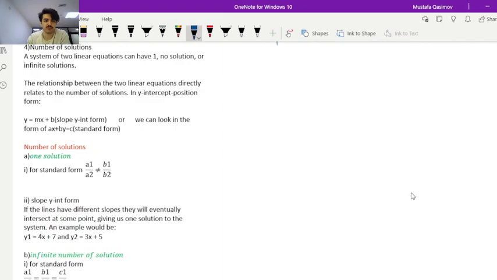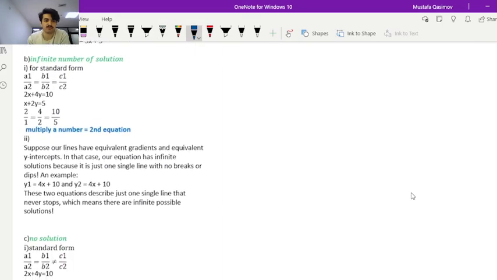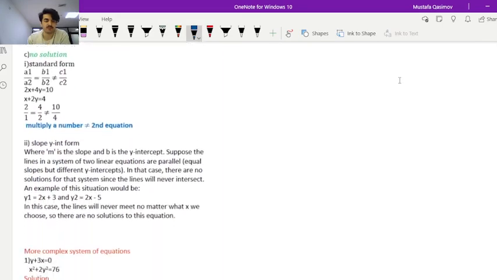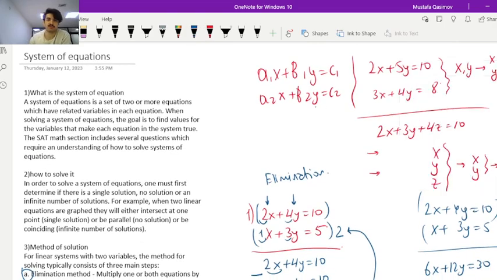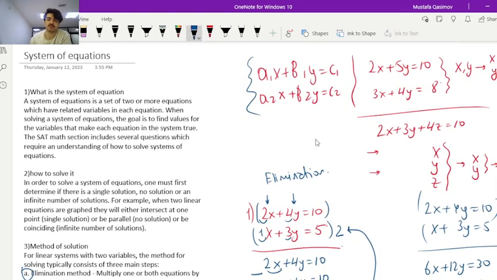Okay, now let's talk about the number of solutions. First we write this formula or this form. We call this one the standard form.